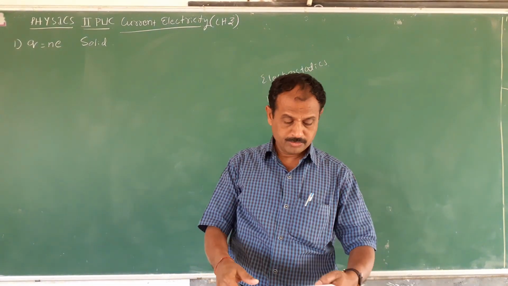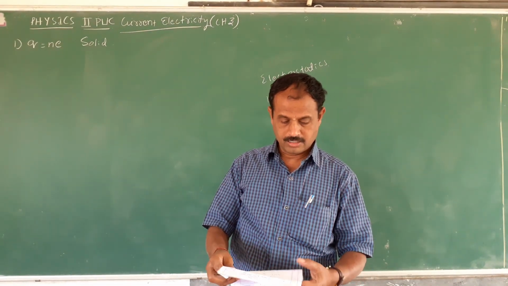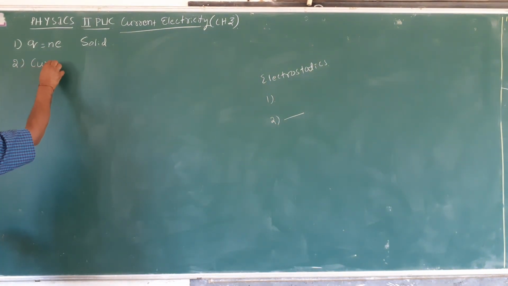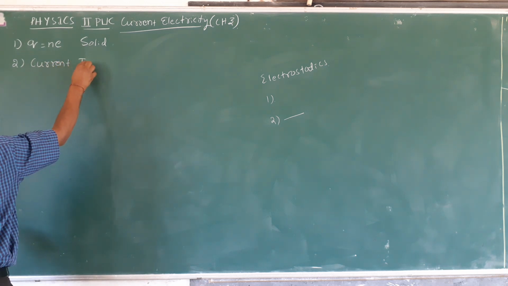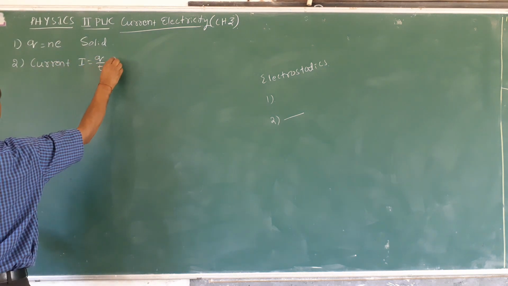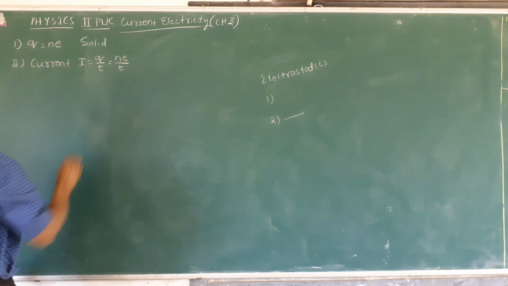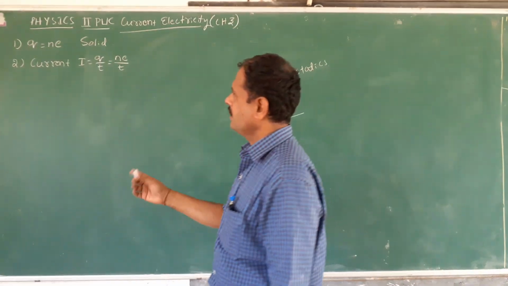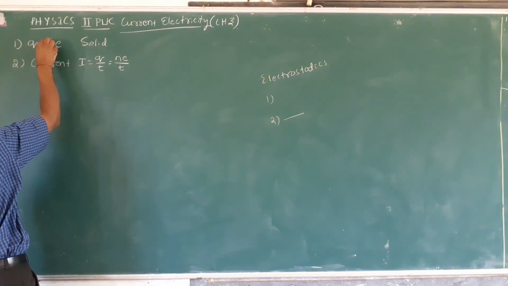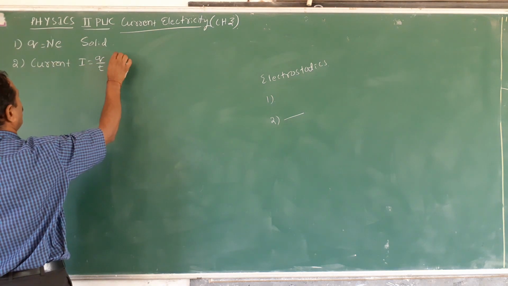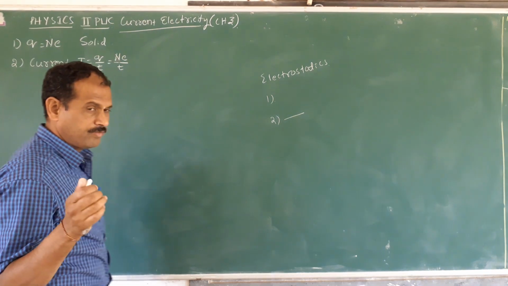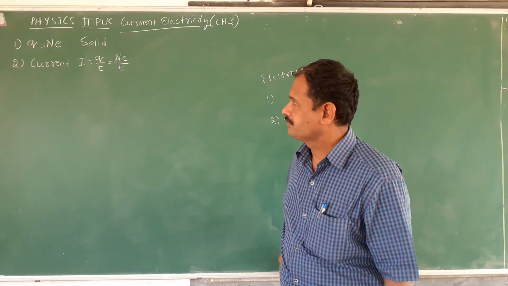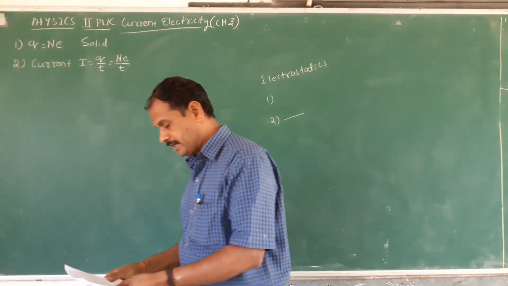Okay. Now you come to the next one. The next equation is basically current. Current I is equal to Q divided by t. This is equal to N e divided by t. What is N here? The number of electrons. Suppose you want to take it as capital letter N, no problem. N is basically the number of electrons flowing inside the conductor across the cross-section area. Current I is equal to Q divided by t.